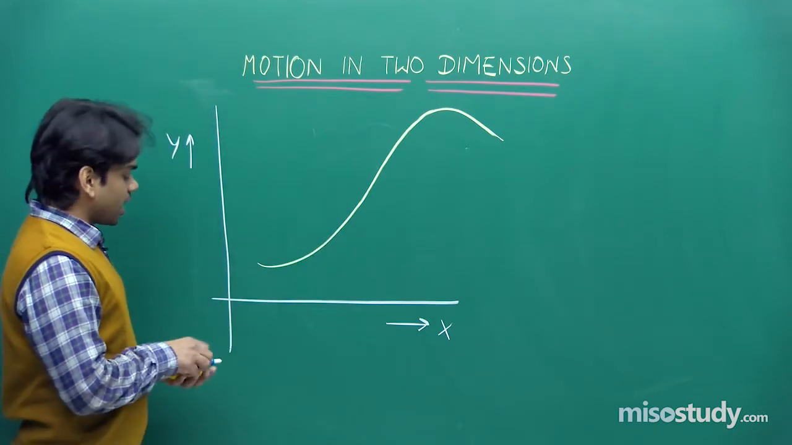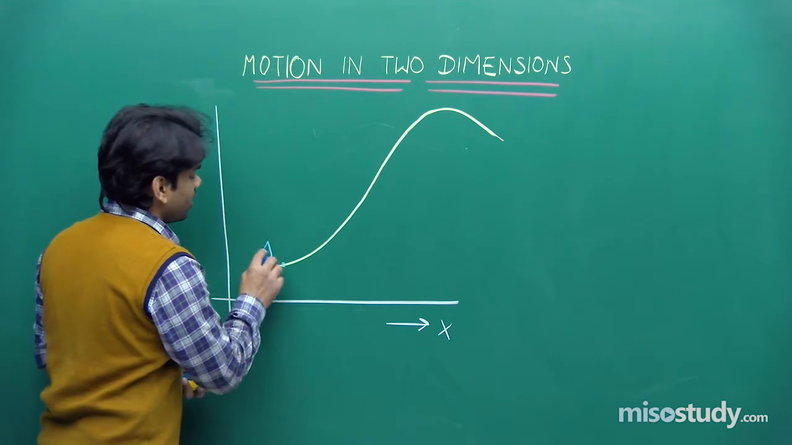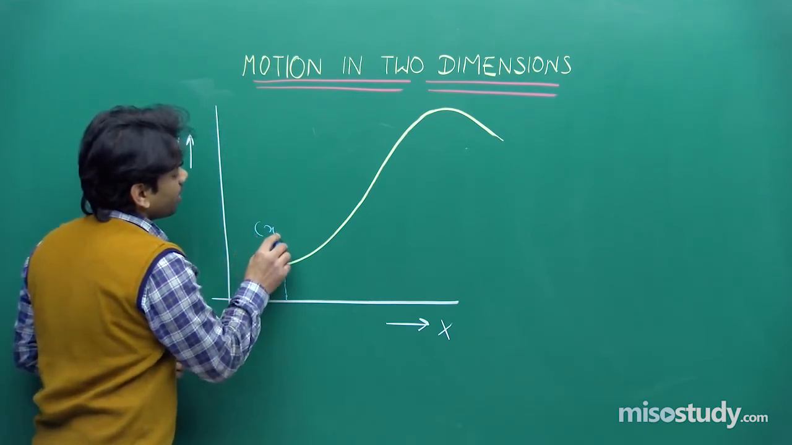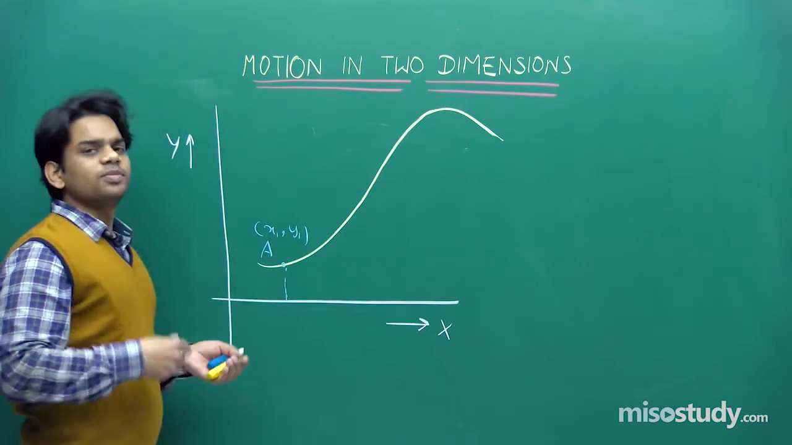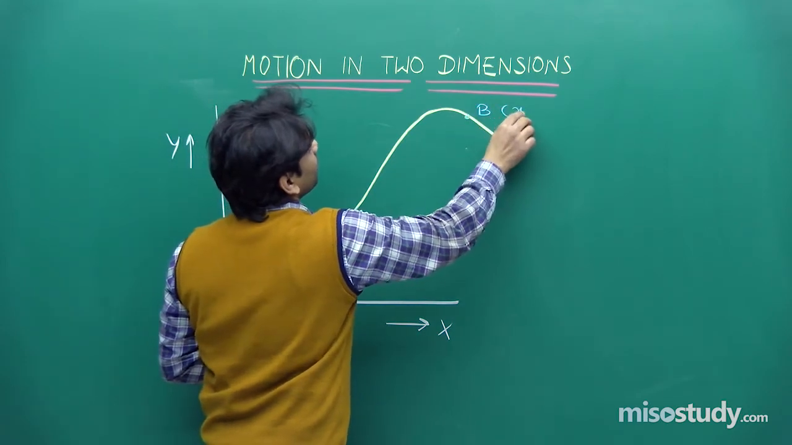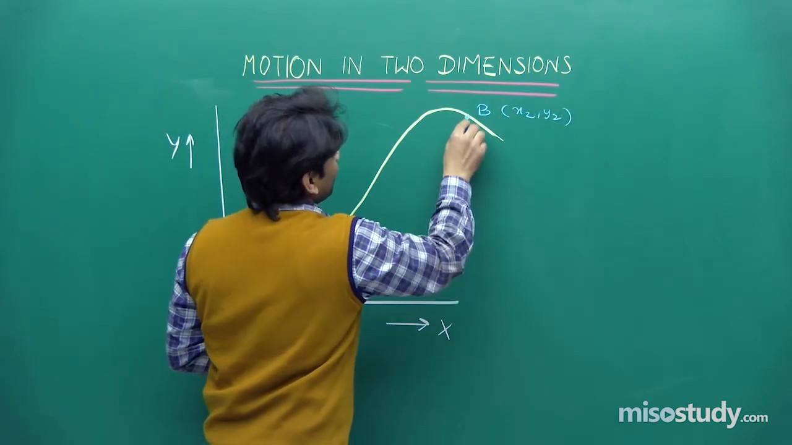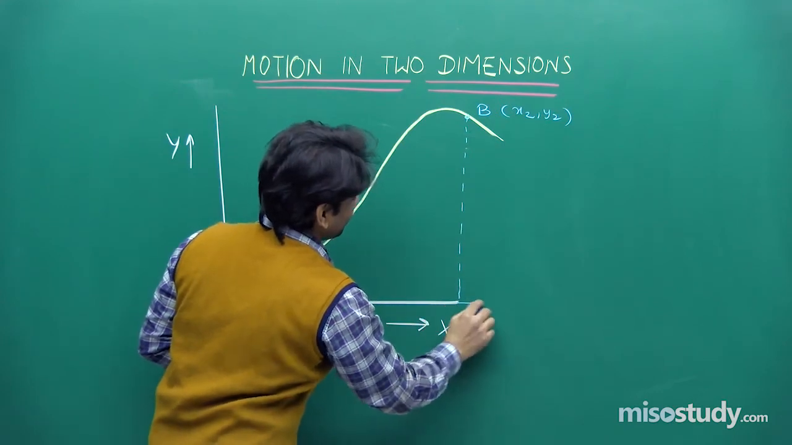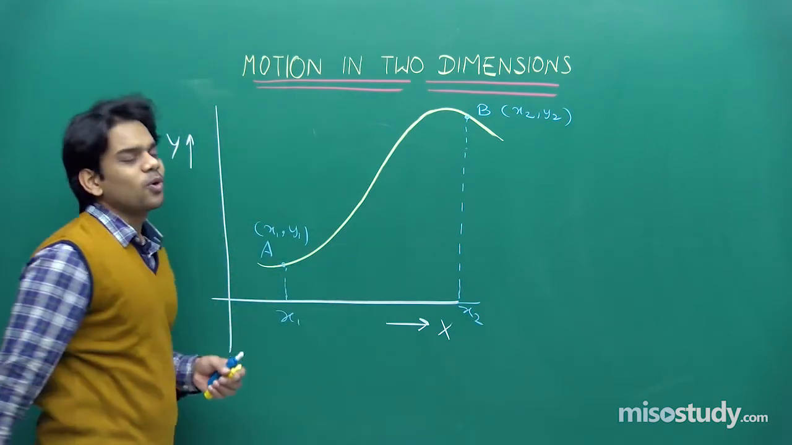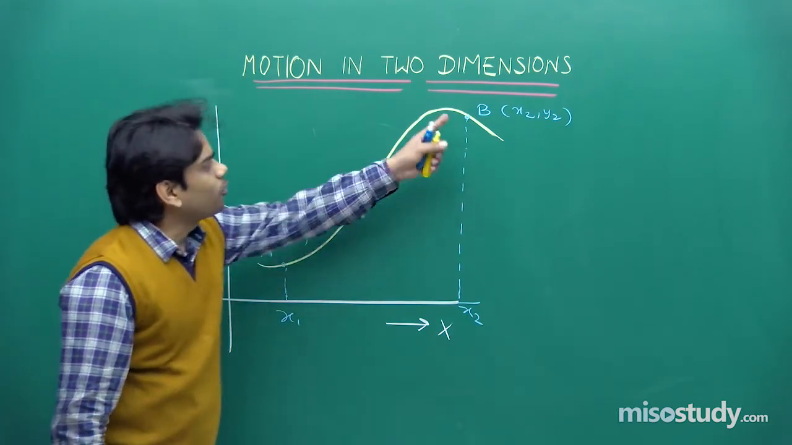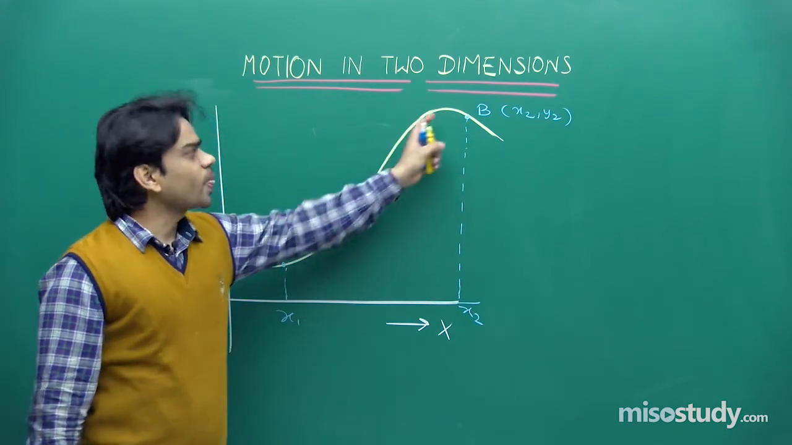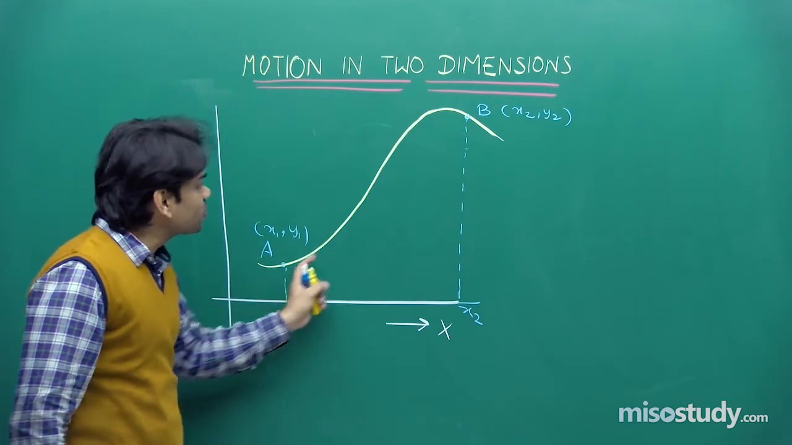Now suppose at some time t1, the particle is at this point A, and its coordinates are given as x1, y1. After some time, that is at time t2, let us say the particle reached point B and its coordinates are given as x2, y2. Now let us say this is x1, this will be x2, and similarly we can also mention the y coordinates, that will be y1 here and that will be y2 here. We can see the path is not a straight line, it's a different path. Now this is actually the trajectory.